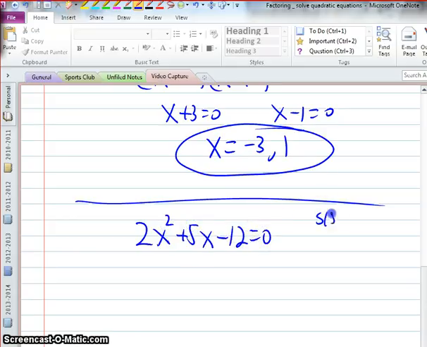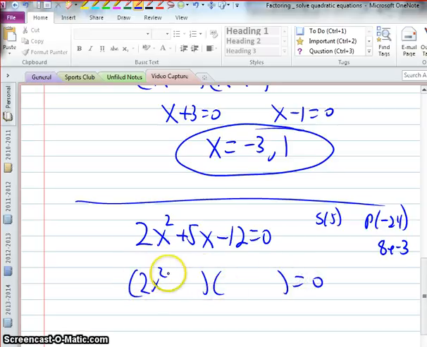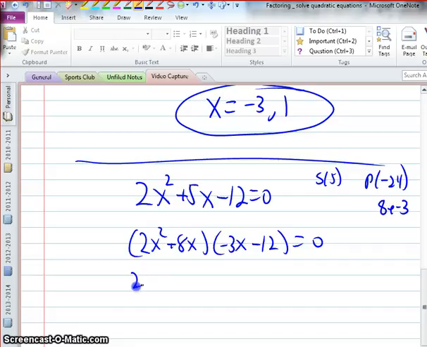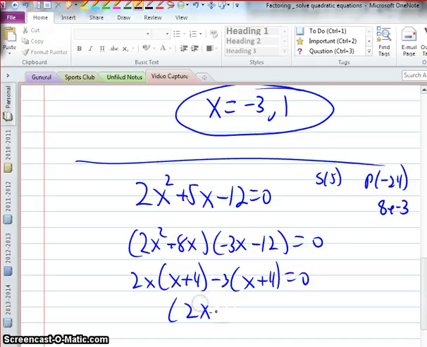So we're looking for a sum of 5 and a product of negative 24. Back to the sum and product chart to factor this trinomial. I believe positive 8 and negative 3 are the numbers that multiply to make negative 24 but add to make positive 5. So just like we've done in the past, we bring down the 2x squared, we bring down the negative 12, and then we can do a positive 8 here and a negative 3 here to make the 5. Do our GCF, and we get 2x minus 3 times x plus 4 equals 0.